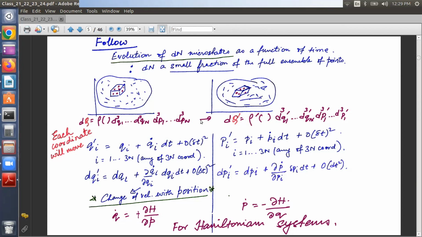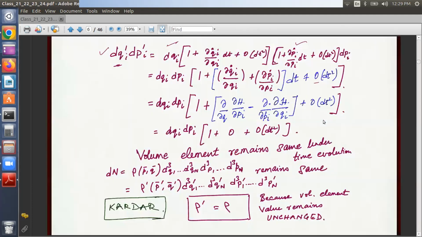This quantity is the same as dq_1 to dq_3n. So this volume element remains the same, and hence the same number of points are occupying the same volume in phase space, though the volume element has changed, and hence the density has to remain the same. So because the volume element value remains unchanged, the density also remains unchanged. So the product of the two gives the same set of phase space coordinates. So that is the essence of what we are discussing.